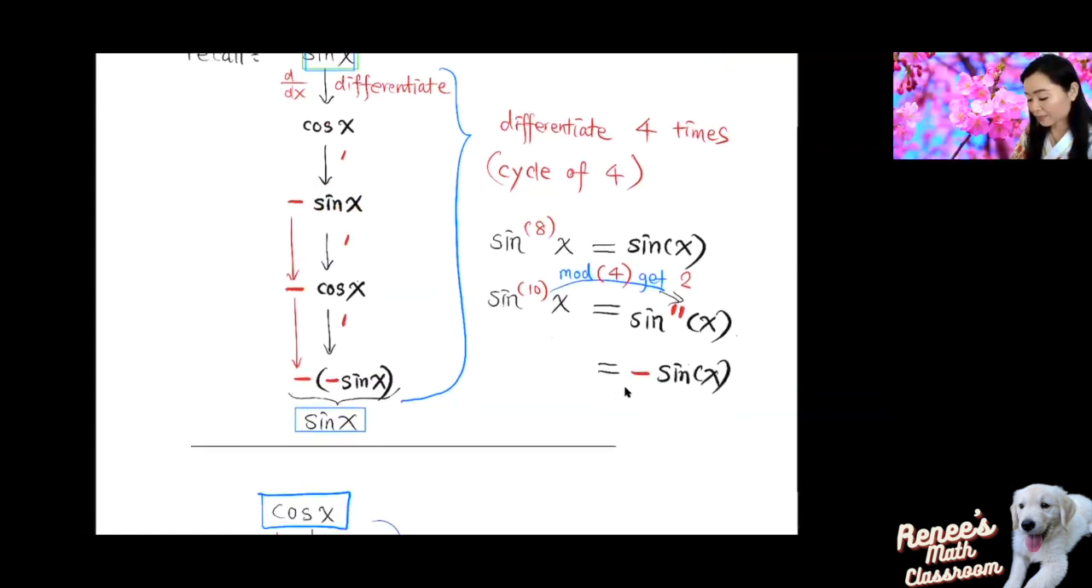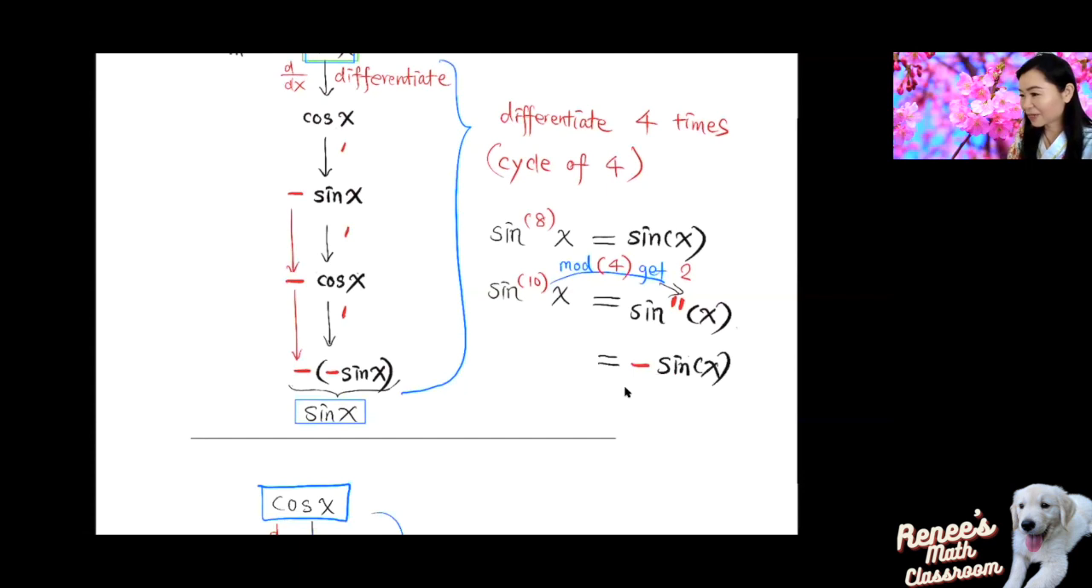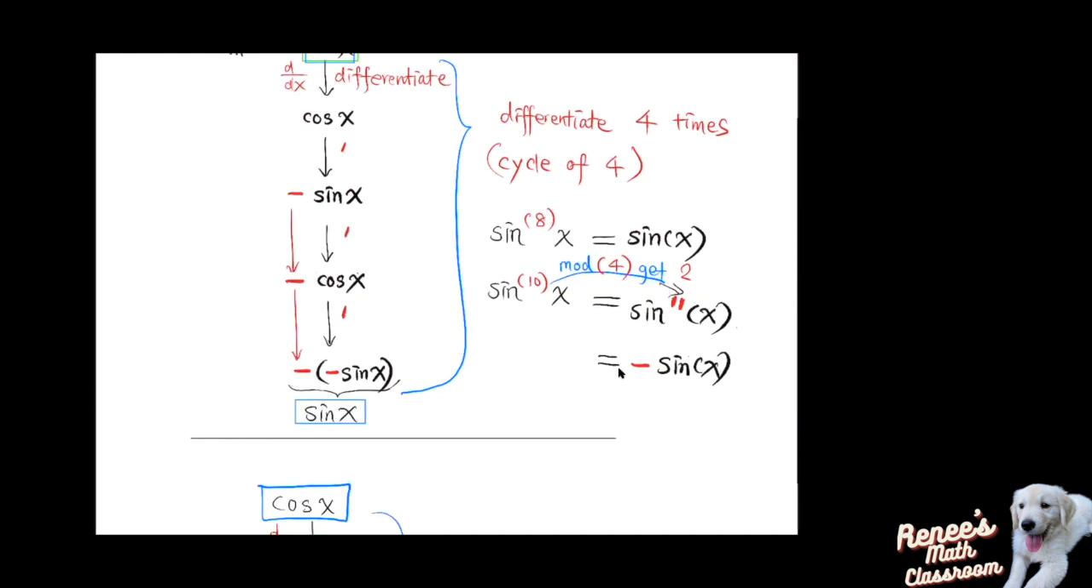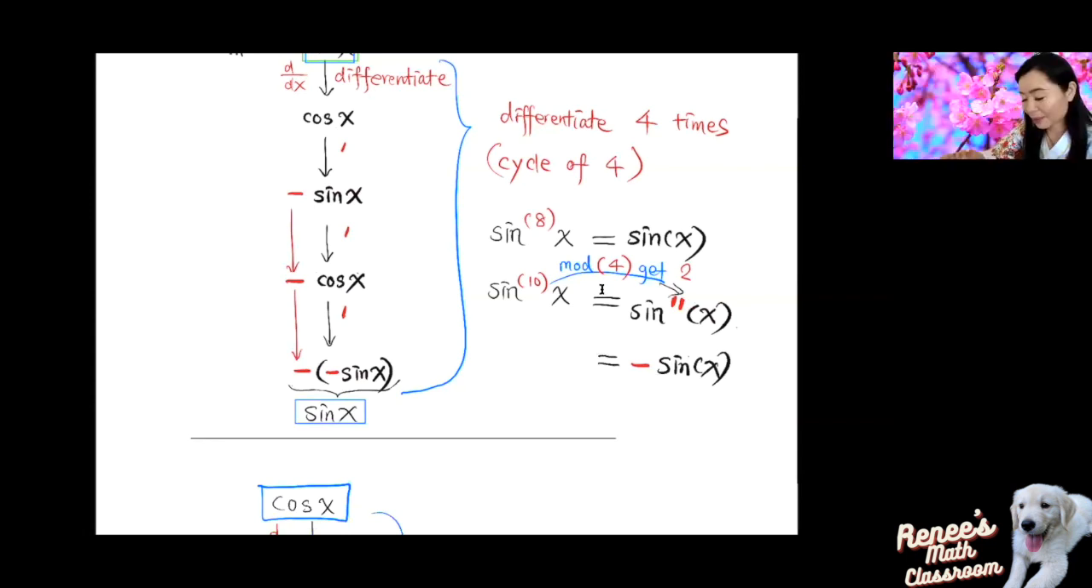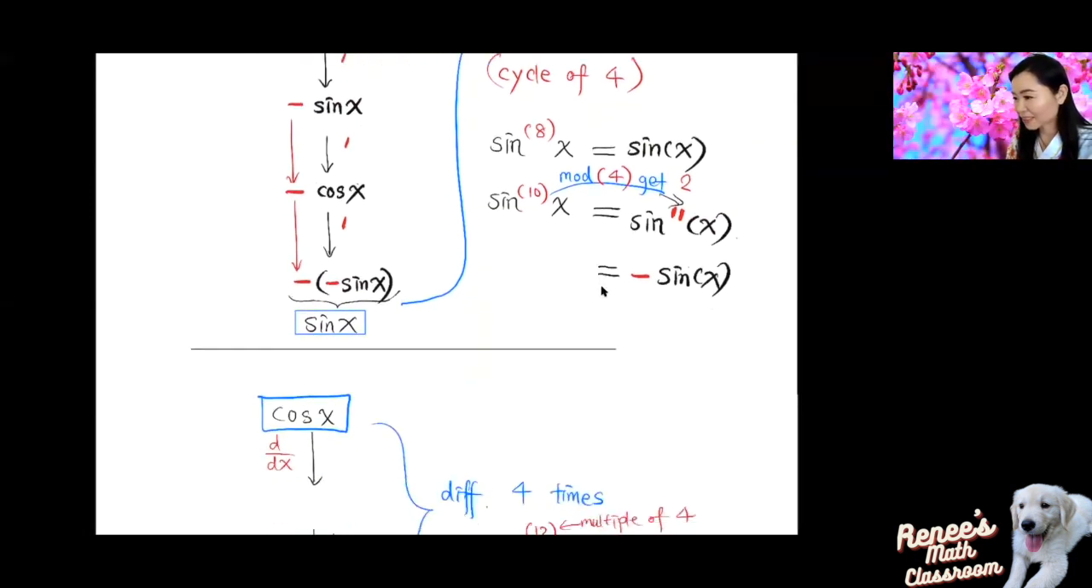Okay, so you have this pattern. Now you can tell the 100th derivative of sine x. What's the 100th derivative of sine x? Anyone? Sine x? Yeah, it's sine x because 100 is a multiple of 4, right? Okay, so that's an interesting pattern.